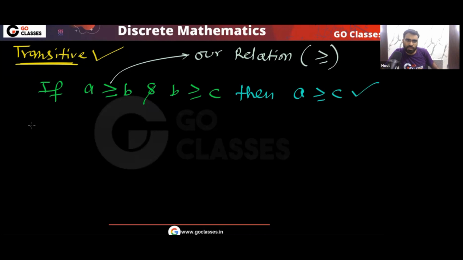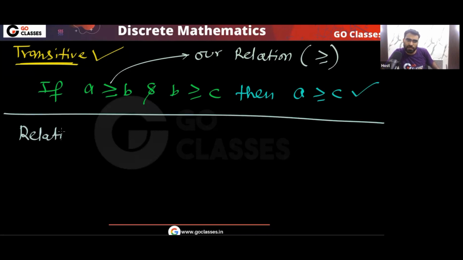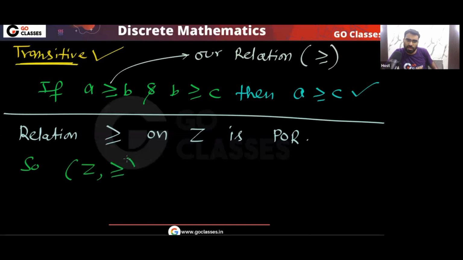So the conclusion is that this relation, greater than or equal to on the set of integers, is a partial order relation. And because this is a partial order relation, we can say that the set of integers with greater than or equal to is a POSET.